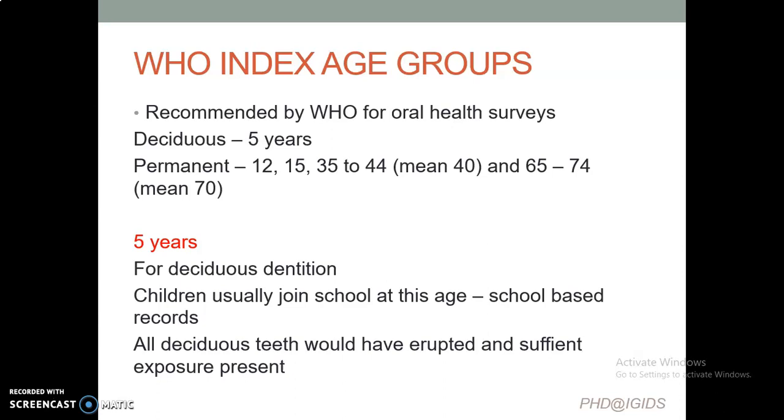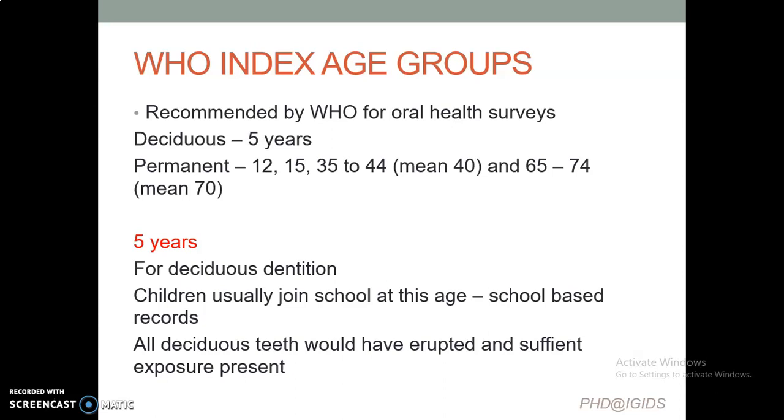So we have 1 age group for the deciduous dentition and 4 age groups for the permanent dentition. So for deciduous dentition it is 5 years, for permanent dentition it is 12 years, 15 years, 35 to 44 years and 65 to 74 years. Now why these age groups are special, or why are these age groups called as index age groups? I'll tell you the reasons.